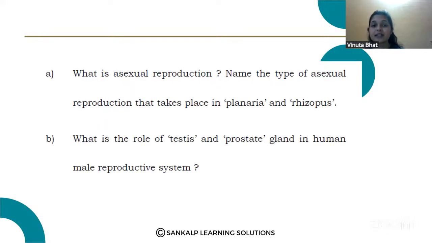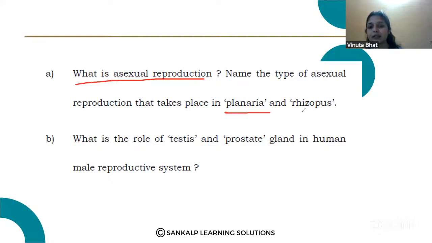Next question. What is asexual reproduction? Name the type of asexual reproduction that takes place in planaria and rhizopus. Here, what is asexual reproduction? Asexual reproduction is where a single parent is involved, where there is no fusion of the male and female gametes. So that is where the single parent is able to produce the new organism, that is asexual reproduction. And name the type of asexual reproduction that takes place in planaria and rhizopus.